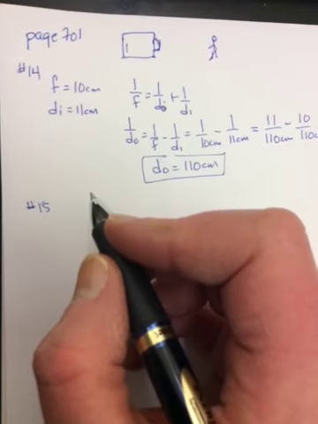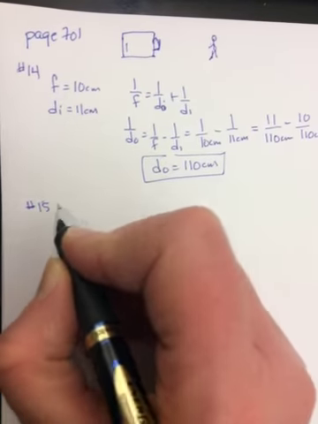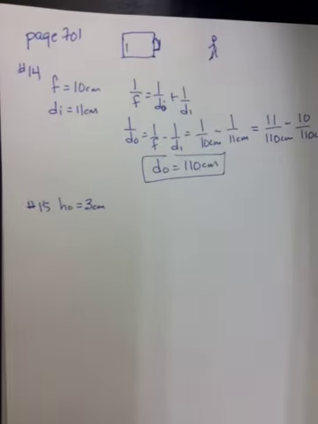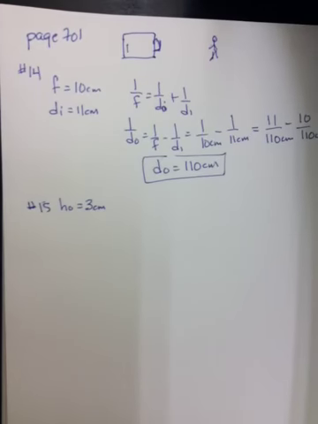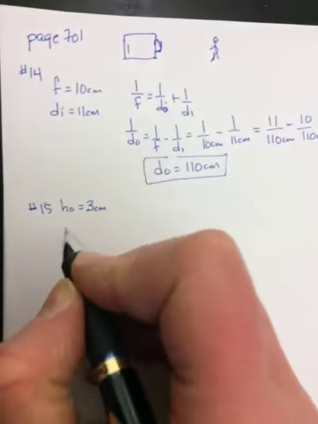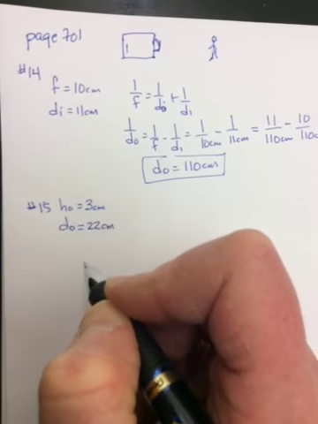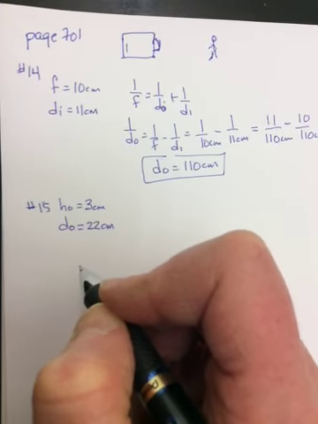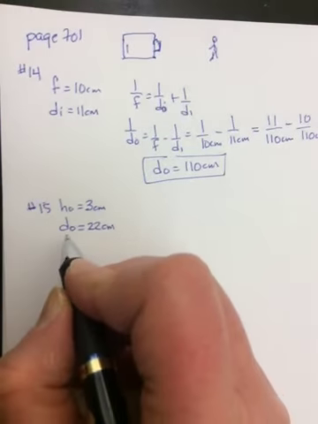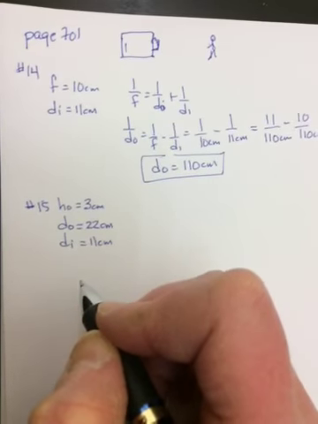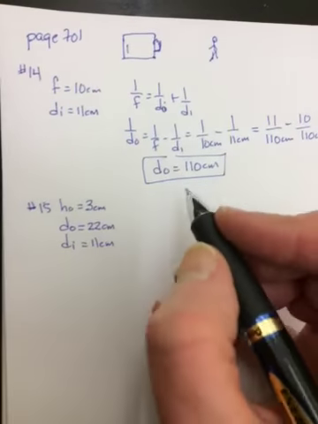Number 15. A 3 centimeter tall object, so HO is 3 centimeters, is placed 22 centimeters in front of a converging lens. So DO, 22 centimeters. A real image is formed 11 centimeters from the lens. DI is 11 centimeters, and it's real. What is the size of the image?